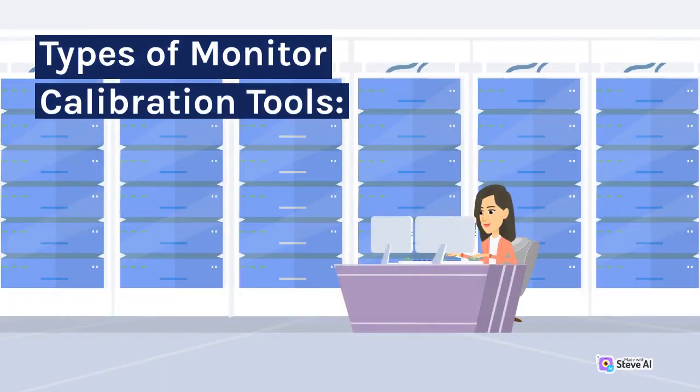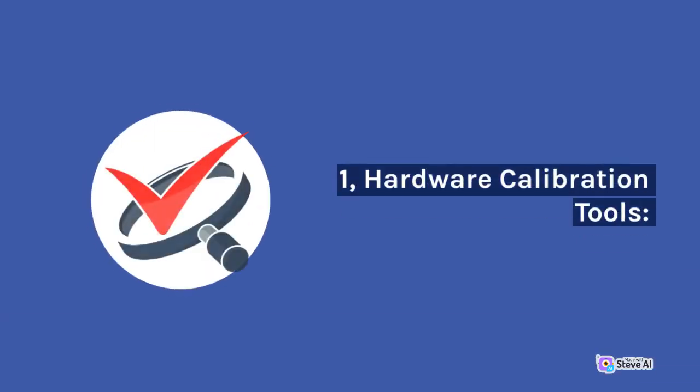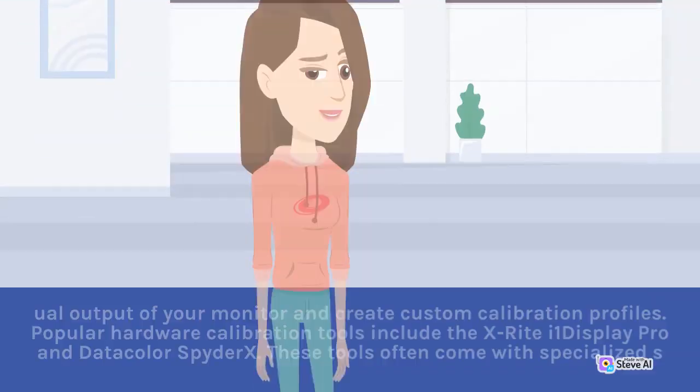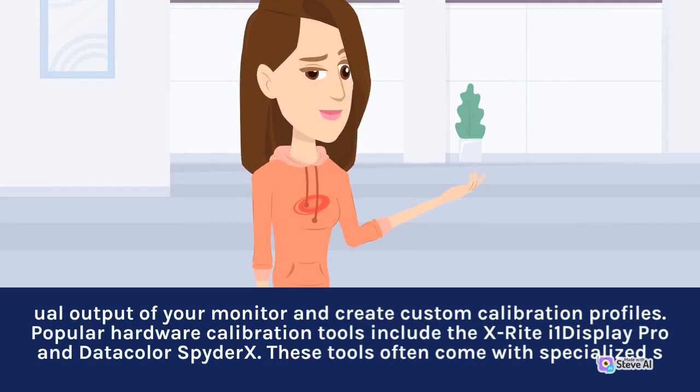Types of monitor calibration tools. 1. Hardware calibration tools. Hardware calibration tools are highly recommended for professionals who demand the highest level of accuracy. These devices are typically small colorimeters or spectrophotometers that measure the actual output of your monitor and create custom calibration profiles.